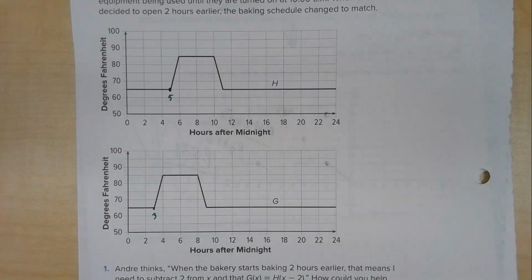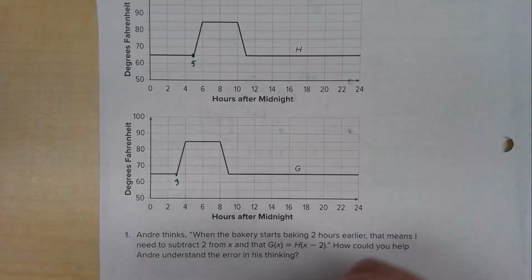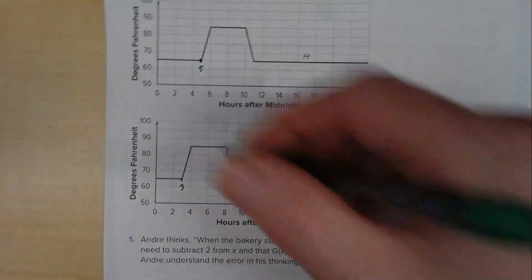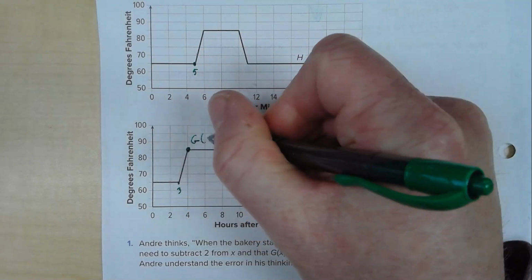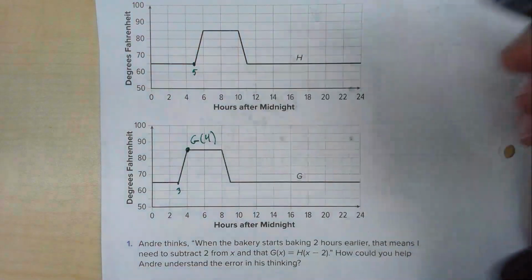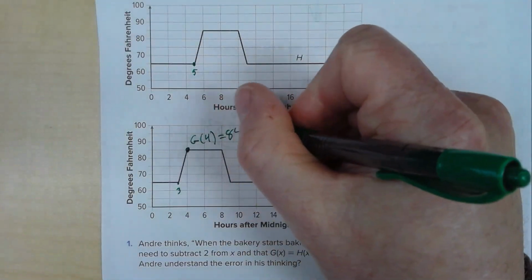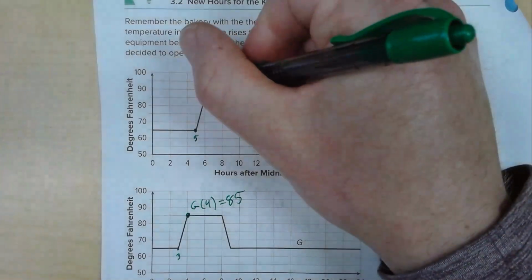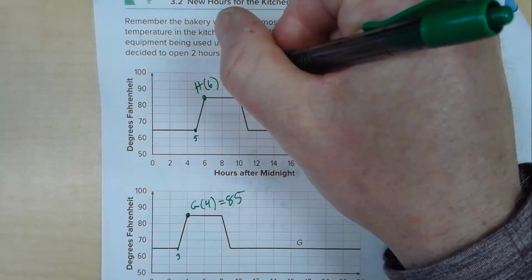It says down here, Andre thinks when it's 2 hours earlier, that means we need to subtract 2. No, we actually need to add 2 because it's moving it to the left. The graph is going to the left. So here's how you think about this. This point right here is G of 4. G of 4 is equal to 85. All right. So up here we have H of 6 is equal to 85.